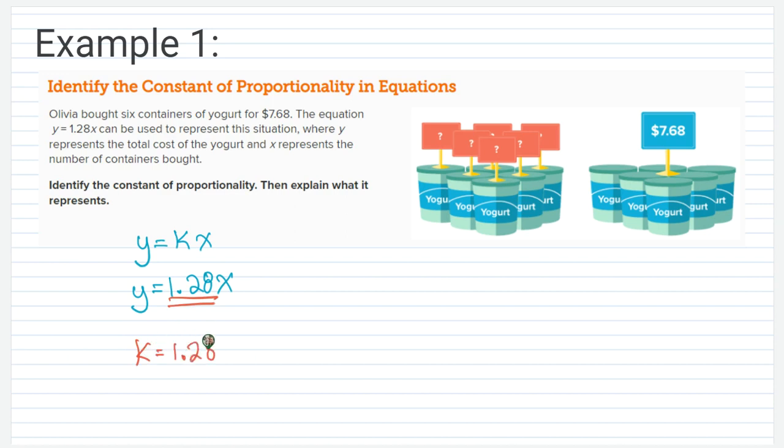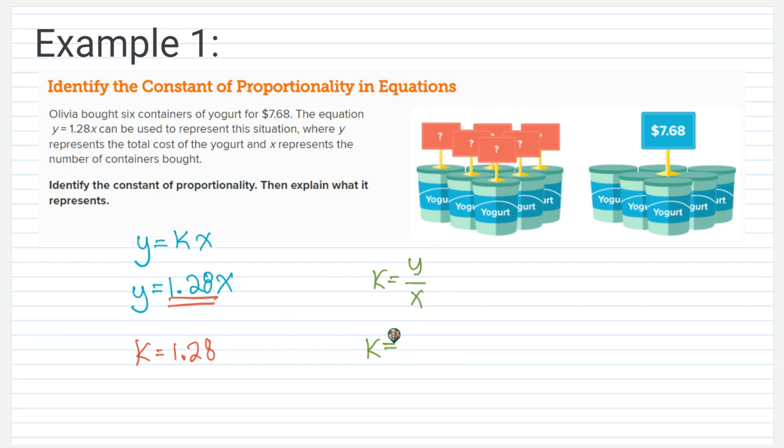Now, what does it mean in this situation? Well, remember, k is our unit rate. So we know it's going to be something per 1, right? It's a unit rate. To help you figure out, is it cost per container or the number of containers per dollar, right? Because those are the two quantities that we're talking about in this situation. Remember again that k is equal to y over x.